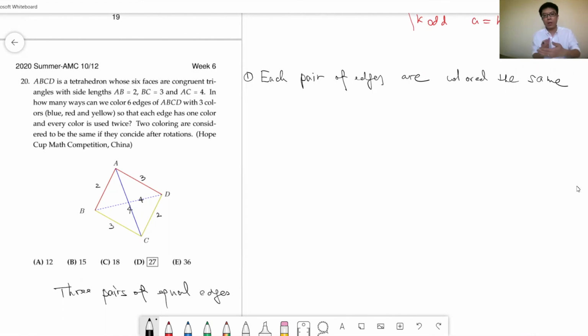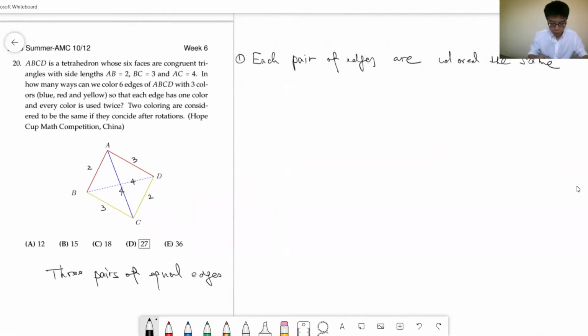So we'll have 3 pairs of same colored edges. All right, this is very easy because we have 3 colors and we have 3 pairs. Basically, we just do 3 factorial. Because for the first pair, we have 3 choices. For the second pair, we have 2 choices. For the last pair, there's 1 choice. So we have 6 ways to color the tetrahedron in this way.